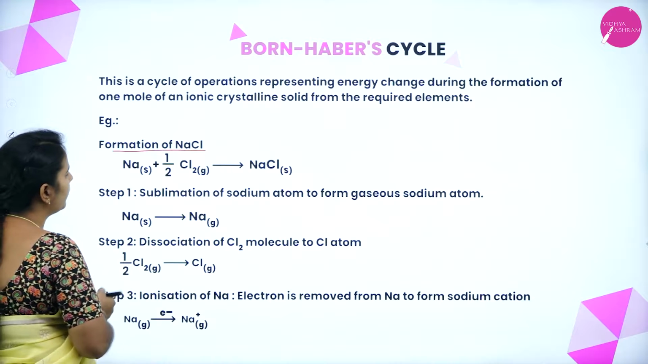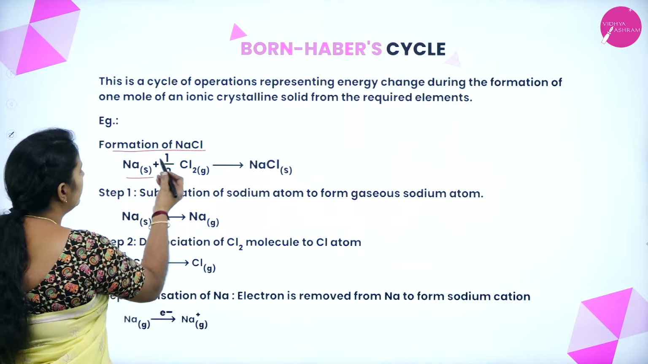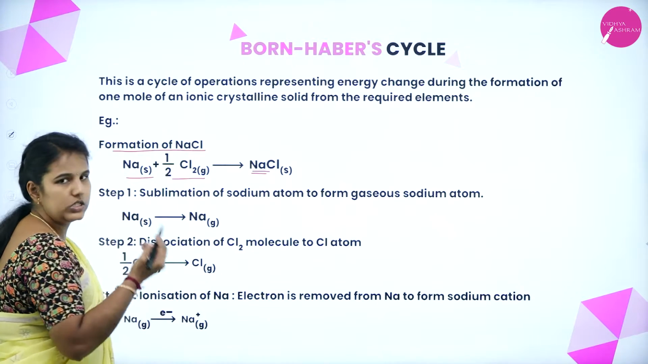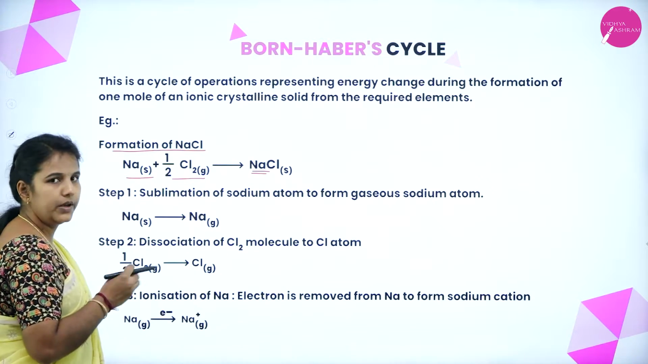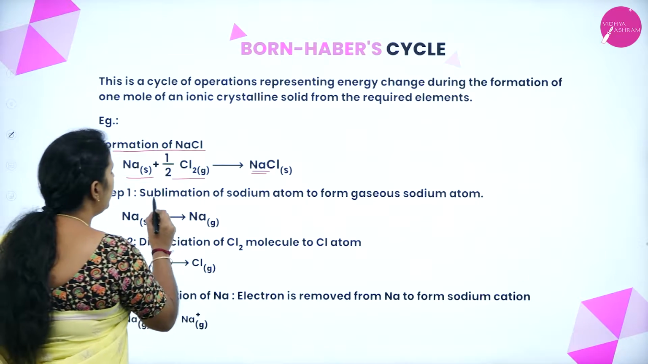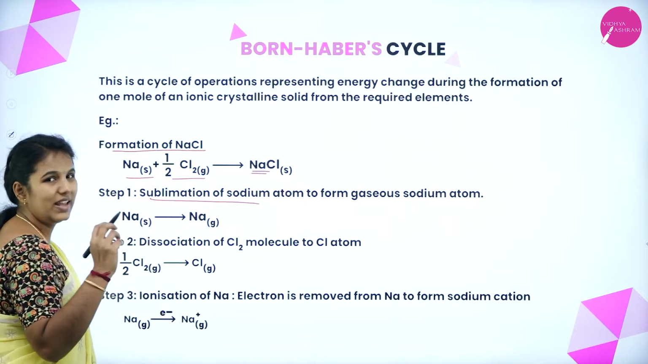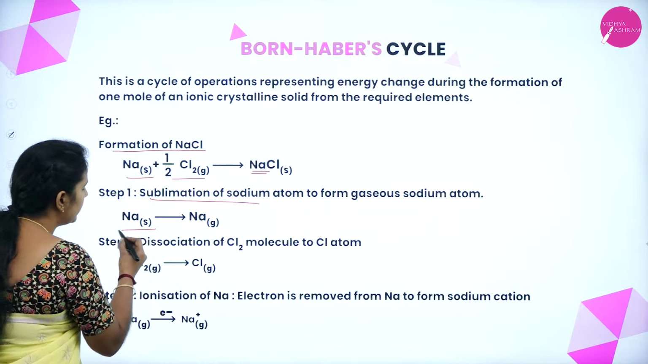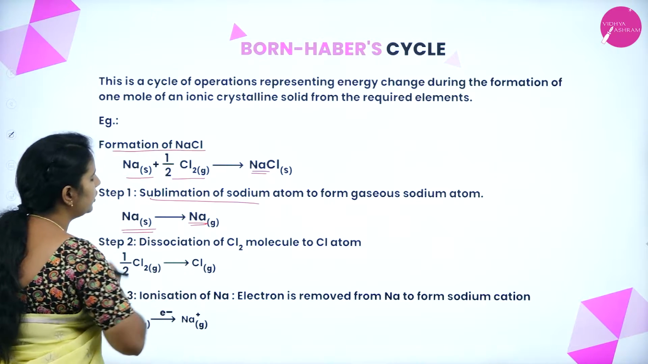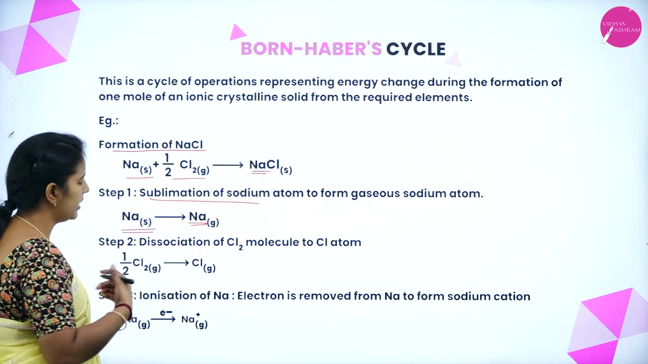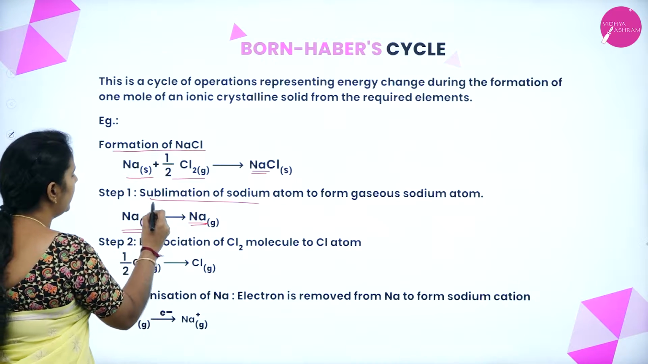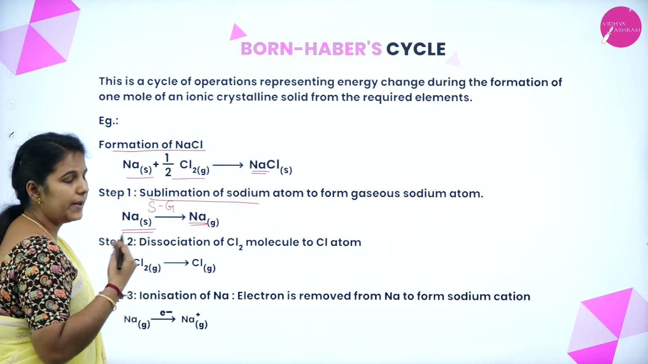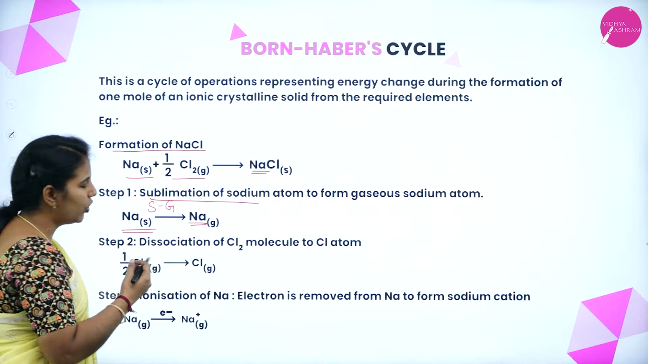In the first step, what will happen? Sodium is a solid. When it is combined with a gas called chlorine, it forms what? Sodium chloride solid. Is it right? In the first step, sublimation of the sodium atoms to gaseous sodium atoms will take place. The sodium solid will be converted into sodium in the gaseous state, and this process of converting solid into gaseous phase is known as what? Sublimation.